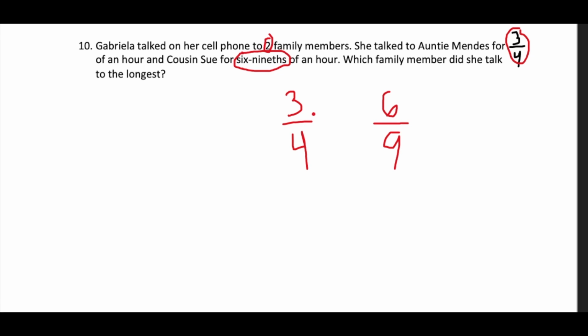I want you to try this yourself for a second and see what you got. And then go back and find out what you did wrong. All right, so we know that 3 times 9 is going to give us 27, correct? And 4 times 6 is going to give us 24. So therefore, 3/4 is greater than 6/9. So our answer should have been 3/4 is greater than 6/9.